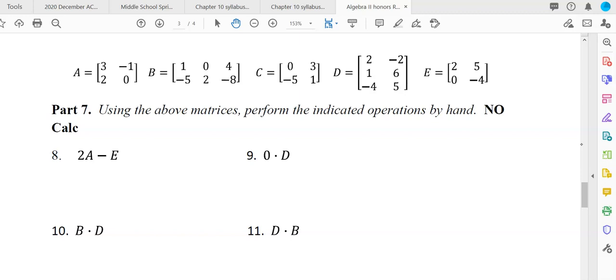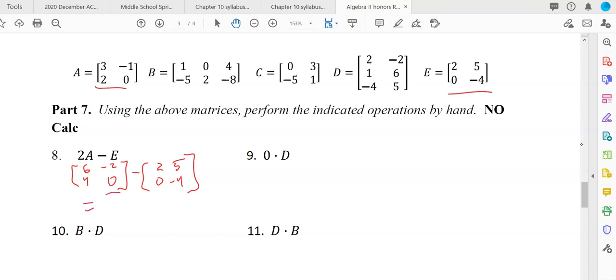Okay, so matrices, let's take care of this here. So 2 times A is going to be this matrix A. So we've got 6, 4, negative 2, 0. Minus E, which is this guy, 2, 5, 0, negative 4. It looks like I can do it. They have the same dimensions.